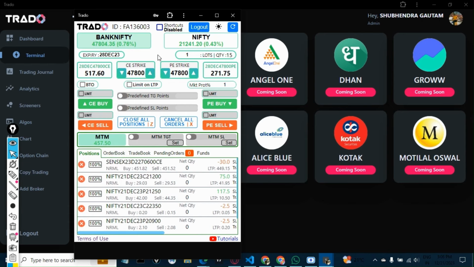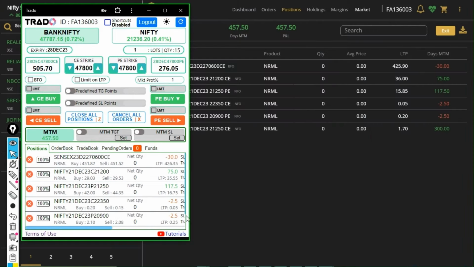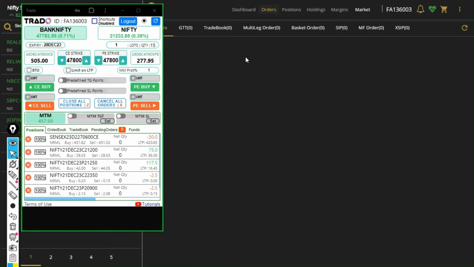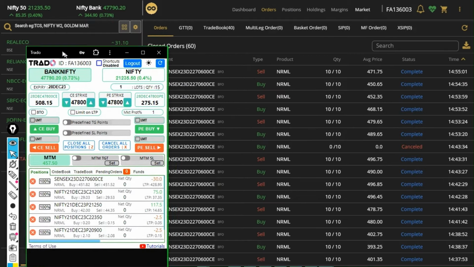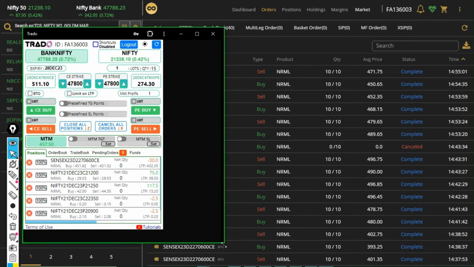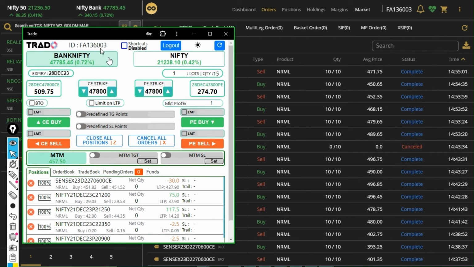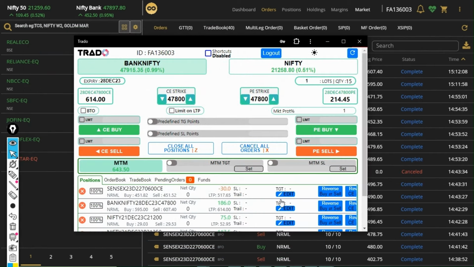Let's first enable this always on top feature, and now let's go to the broker terminal also for live demonstration of this feature. We will take some pending orders and we will verify it from here. Okay, here our pending orders will come. We will verify it and we will see how we can modify these orders directly from Trado terminal also. First we will learn about this price and trigger price, then we will place orders.